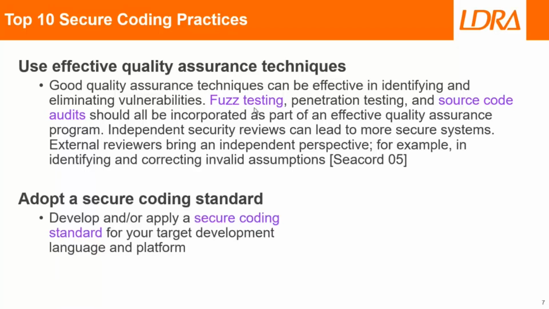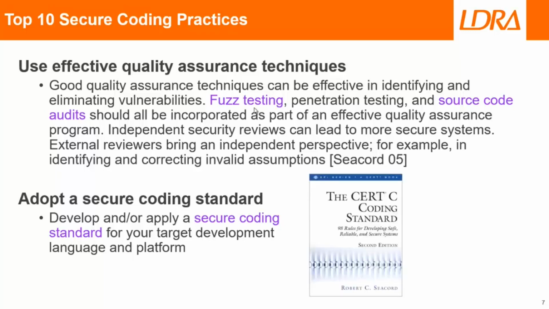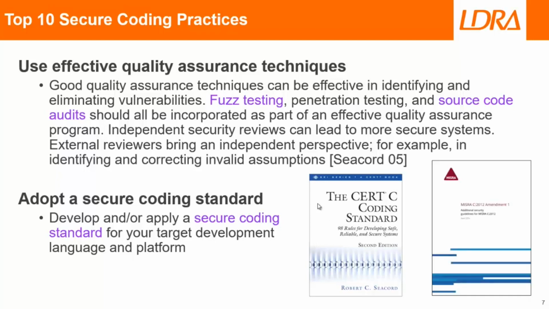And then finally, we want to adopt a secure coding standard. And there are two coding standards which are well worth bearing in mind. First of all, we have the CERT C coding standard. But if you're working on embedded software and you want your system to be safe and secure, then it's highly recommended to use the MISRA C standard, especially with these additional security guidelines.